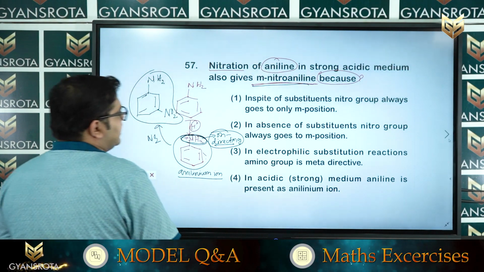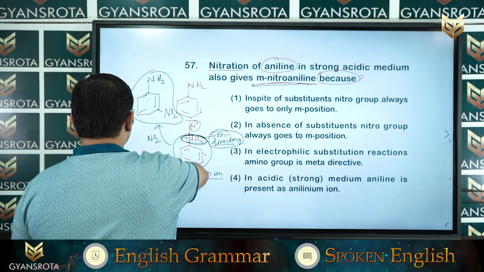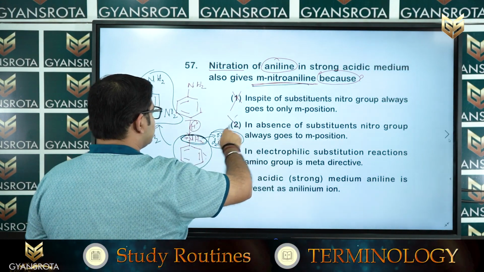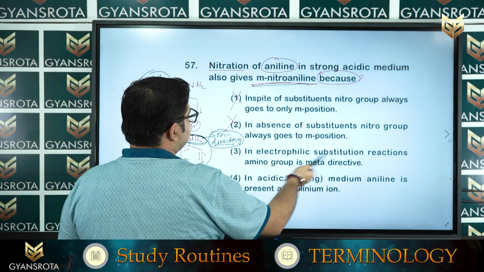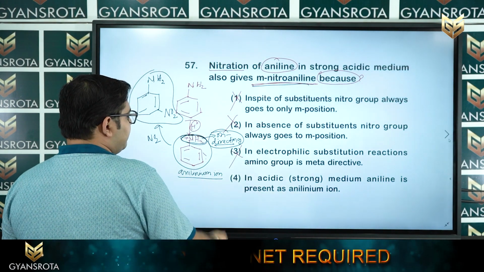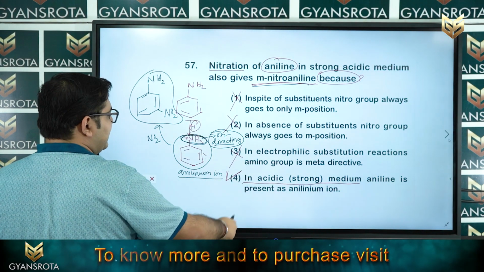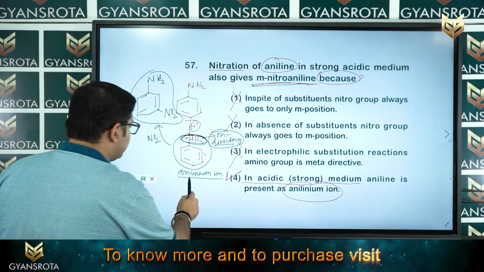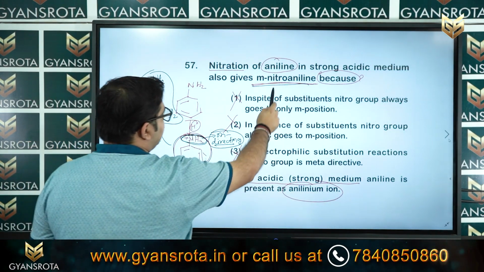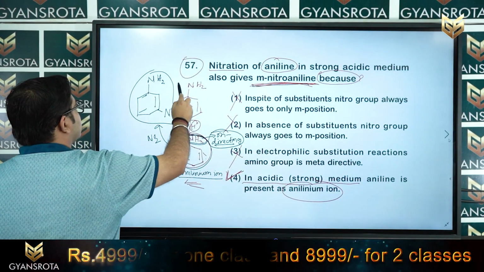Now check the options. In spite of substitution, nitro group always goes to only meta position. No, this is not correct. In absence of substituents, nitro group always goes to meta position. No, this is also not correct. In electrophilic substitution reaction, amino group is meta directing. This is also not correct. Option number 4 says in acidic or strong medium, aniline is present as anilinium ion, and because of this anilinium ion, it acts as a meta directing group and the product is meta-nitroaniline. So option number 4 is the correct answer of question number 57.